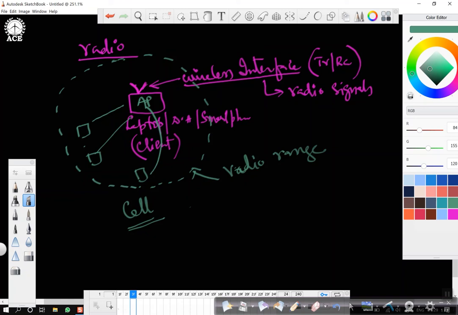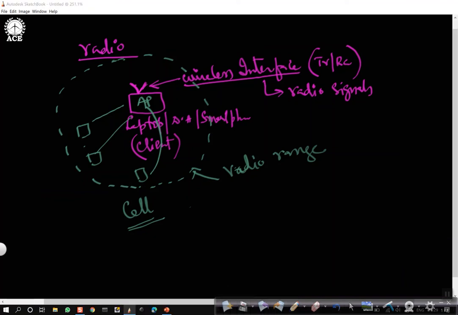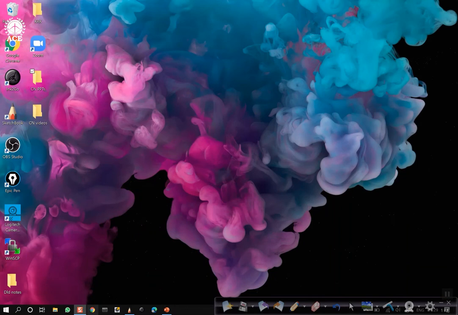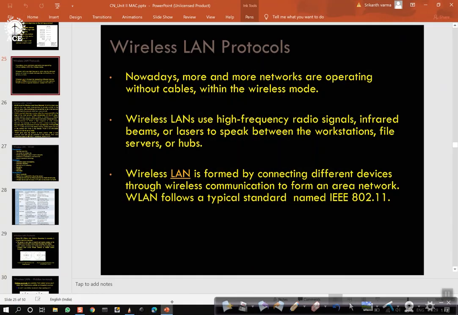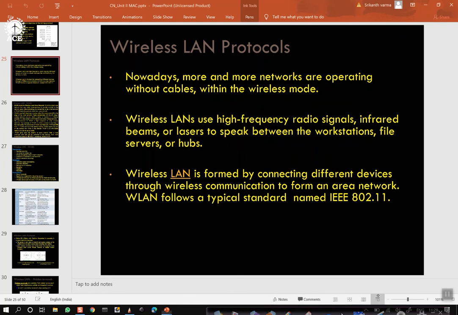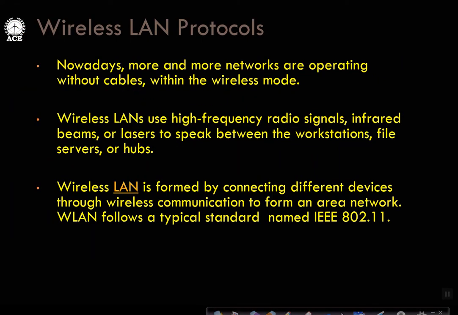Now before I proceed to other aspects, I have a presentation. Let us go through the presentation to understand more of some of the important aspects with regard to wireless systems. So just have a look at this. Let's go through the points. These days, more and more networks are operating without cables. This is the norm of today's world. We are basically designing networks in wireless mode.